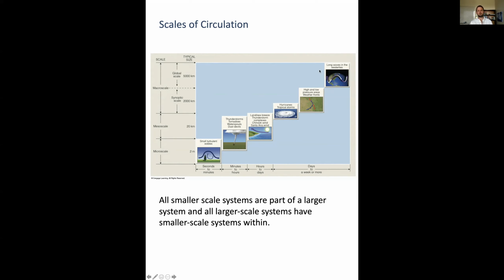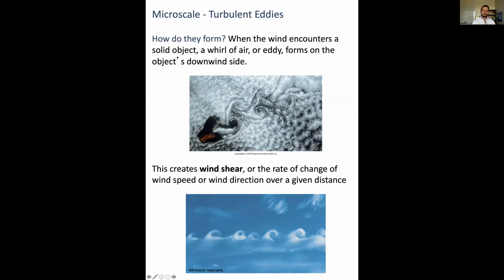But we need to acknowledge and know that these smaller systems exist in larger systems. So, for example, there's turbulence existing in hurricanes. There are fronts that exist in the large-scale waves in the westerlies, in the jet streams, for example. So smaller scale systems are part of larger scale systems, and all these larger scale systems have smaller scale systems embedded within them. So let's move on from very small and very short-lived events all the way to planetary scale.